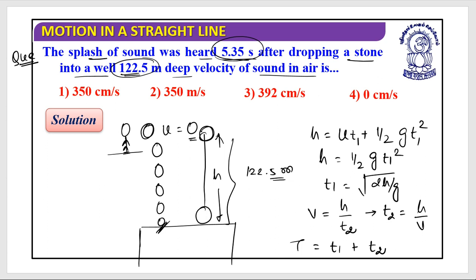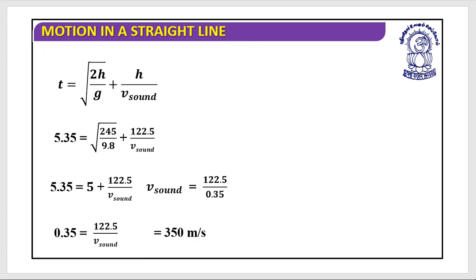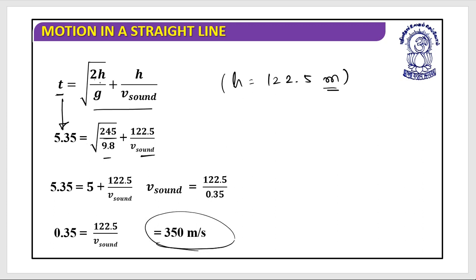So now what you require is this velocity. Let's put in the values and solve this. It should look something like this. The total t is equal to root of 2h by g plus h by v of sound. My h was 122.5 meter, and this time is 5.35 seconds. That is equal to root of 2 into h, so this is 245 divided by 9.8, plus 122.5 divided by the speed of sound. I just solve this, and the answer would be 350 meter per second. I hope these things are clear to you.